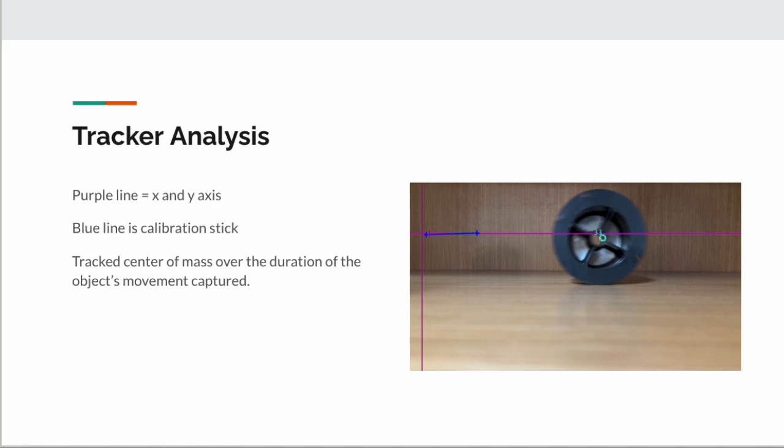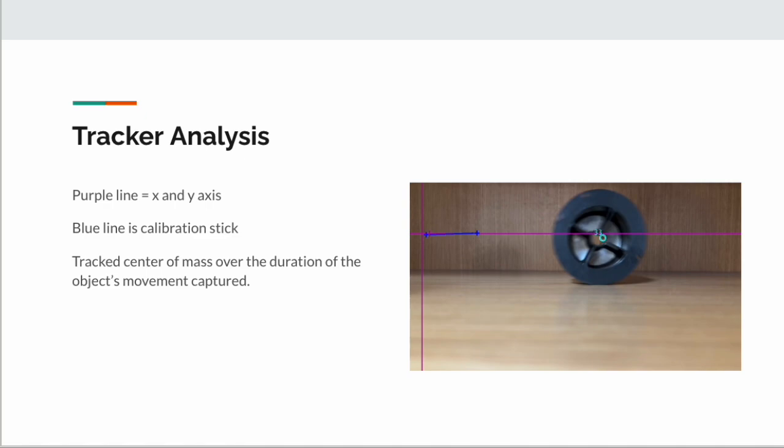I filmed a roll of tape moving across the screen in one dimension. The camera stayed still, and the tape moved left to right across the screen. I included a known length object in the scene to calibrate distance in Tracker. And here you can see the Tracker data.